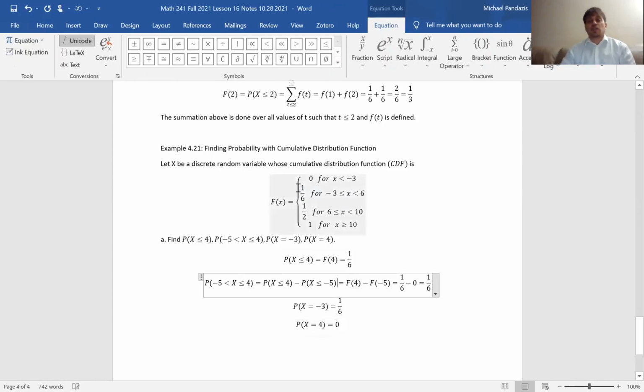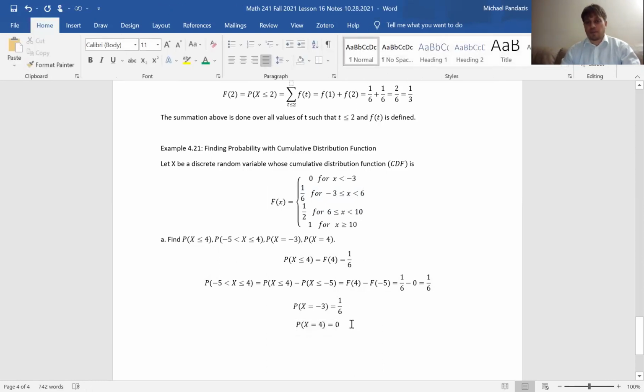It doesn't change. There's no new jump, right? There's a jump at x equals -3. The next jump is at x equals 6. And so before that jump, at x equals 4, there's no probability added. And so the probability of x equaling 4 is 0. Okay, so that's part A.